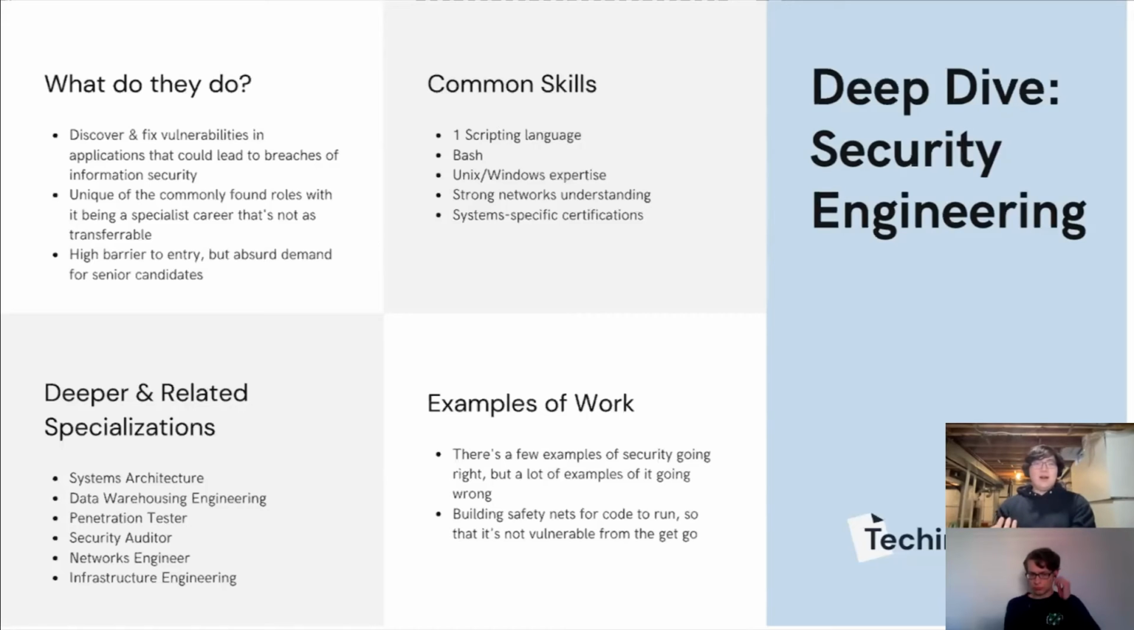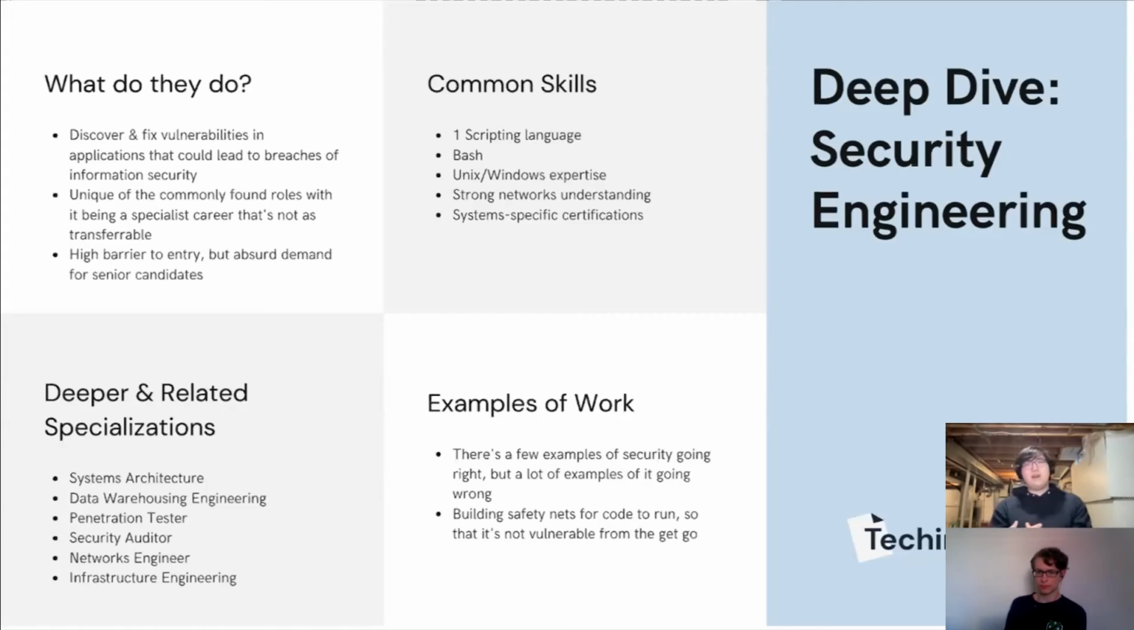Examples of work: there's really few examples of security going right, but there's a lot of them going wrong. Some examples of going right include bounty hunting, bug testing and so forth. But examples of going wrong include the Equifax, Sony breach, LinkedIn hack. In any kind of hack, security is involved, and security failings are involved, and lack of management configuration of systems to be secure, to be properly maintained.